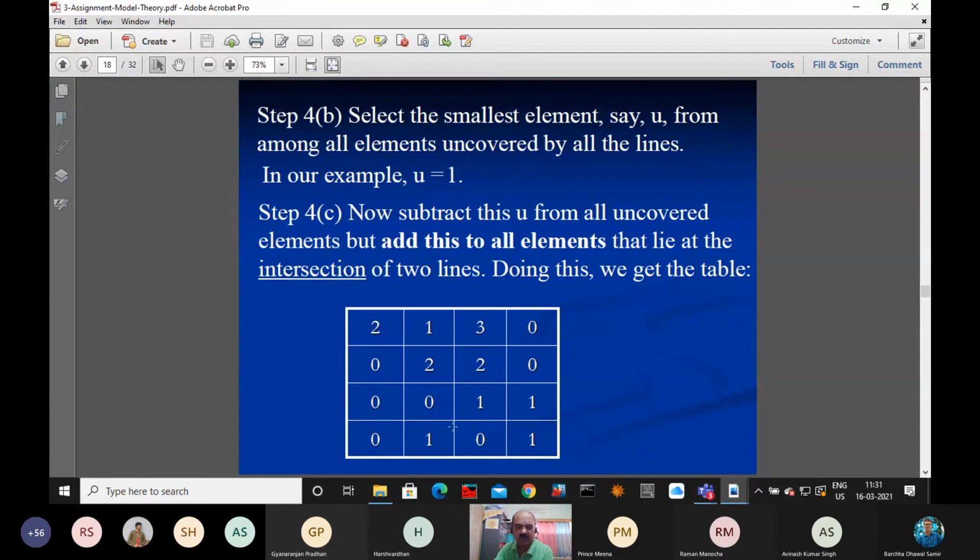Now in the second row there is a 0. We assign that, and once you have assigned, you cross out all the zeros in the same column. Now in the third row there is a single 0. We assign to that. Now in the fourth row, in the third column there is a 0. We assign to that. So this is our assignment.